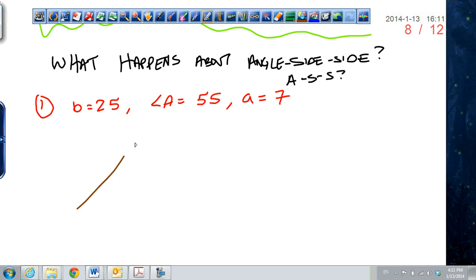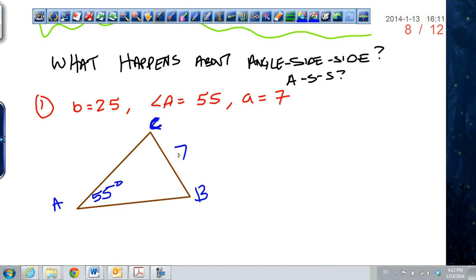Okay, so let's go ahead and draw a triangle here, and obviously this is not to scale. We're going to say A, B, and C. We know angle A is 55 degrees. Sorry, that's C, not L. We know side A is 7, side B is 25. So I'm going to use the law of sines here.